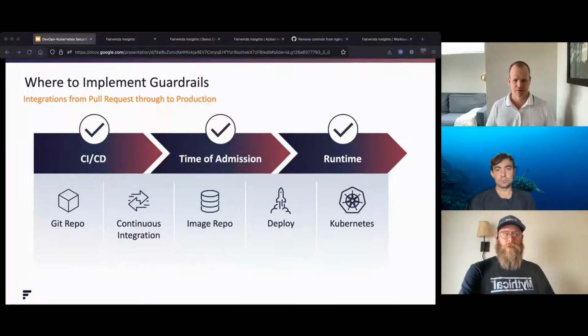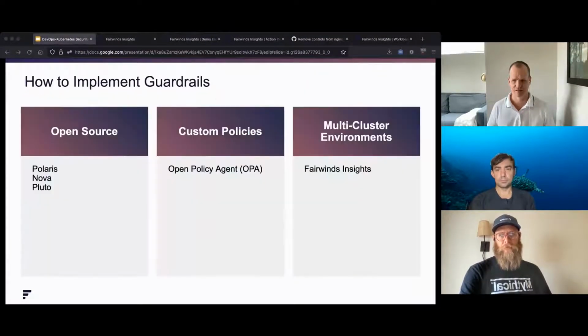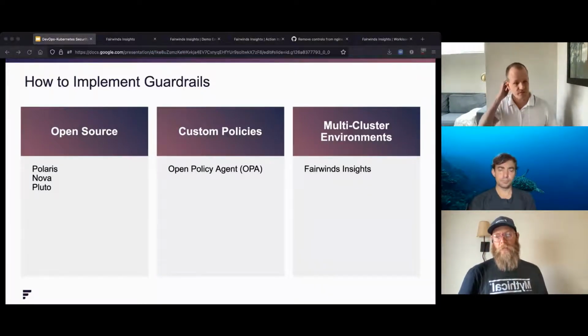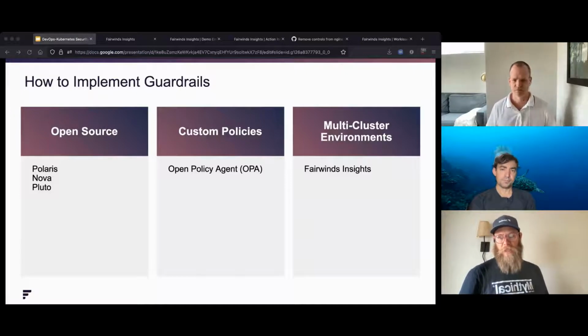Okay, great. So we've talked about the where. Let's talk about the how. What are some tools that enable people to do this? So we're going to talk about open source. We've got a number of open source tools that play in this space. We're going to talk about custom policy, how you can write custom policy that addresses this, and then multi-cluster environments.